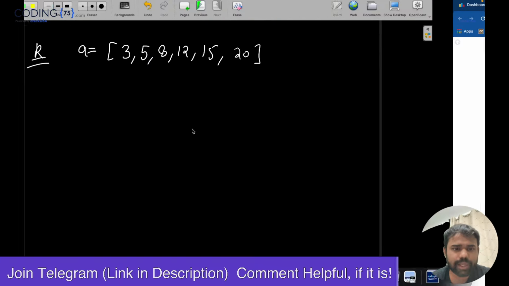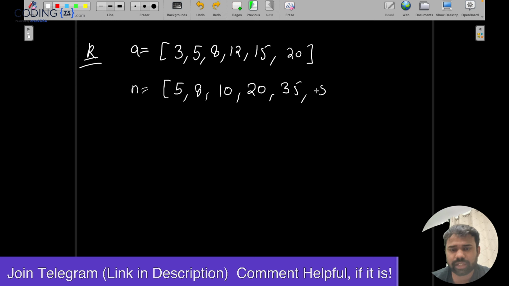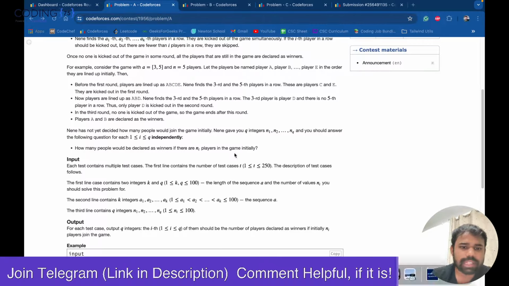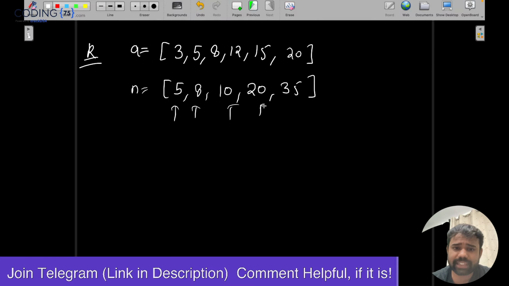Now you are given some values of n. Let's say the values of n are 5, then 8, then 10, then 20, then 35, then 50. For each value of n, you have to find, after performing some operation, how many values will be left. For example, when n is equal to 5, there will be 5 values, n1, n2, n3, n4, n5. These are the 5 elements.